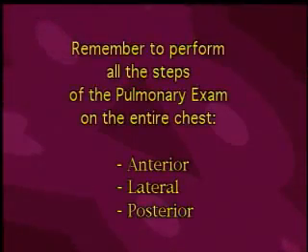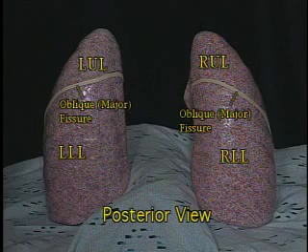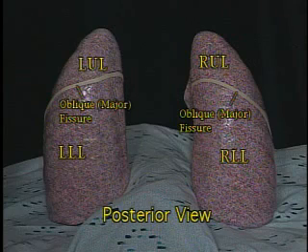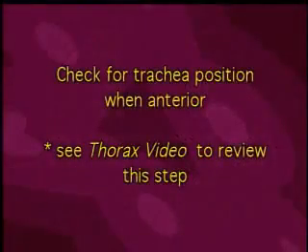Remember to perform all the steps of the lung exam: inspection, palpation, percussion, and auscultation on the entire chest. This means anteriorly, laterally, and posteriorly. If you only do the steps posteriorly, you will mostly hear the left and right lower lung sounds. You will miss the right middle lobe completely if you only listen posteriorly. Finally, remember to check for trachea position when in front of the patient. I can refer you back to the thorax video if you need to review this step.